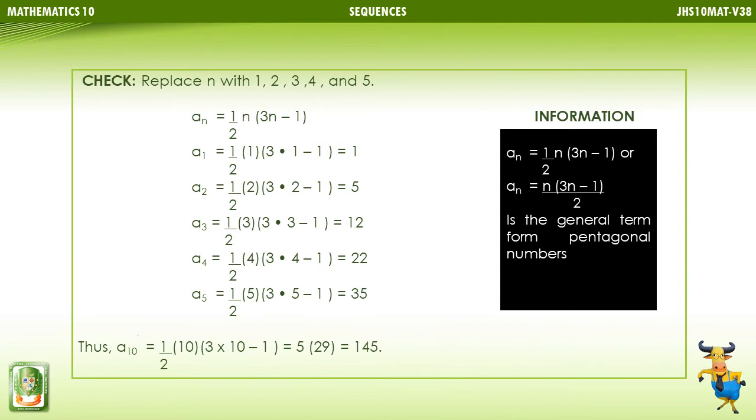a sub 4 equals 1/2 times 4 times (3 times 4 minus 1) equals 22. a sub 5 equals 1/2 times 5 times (3 times 5 minus 1) equals 35. Thus, a sub 10 equals 1/2 times 10 times (3 times 10 minus 1) equals 5 times 29 equals 145.